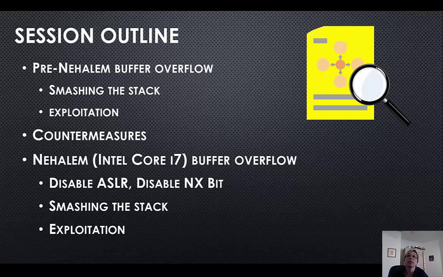The session outline is we are first going to talk about buffer overflows on the pre-Nehalem architecture, and we'll look at smashing the stack with an actual exploitation there. Then we're going to talk about the countermeasures that have been put into place that are then implemented in the Nehalem architecture. That's Intel Core i7 and higher. So then I'm going to show you how you can actually disable those countermeasures, and continue to do the classic smash the stack buffer overflow exploitation.